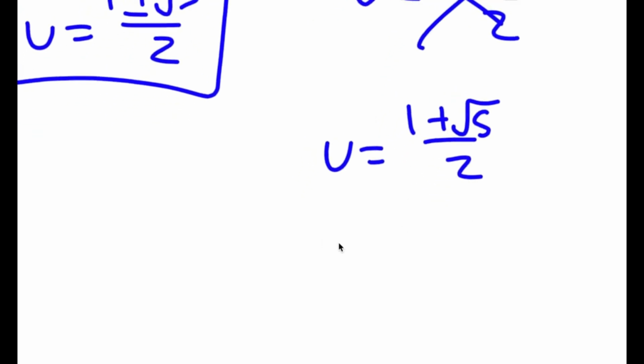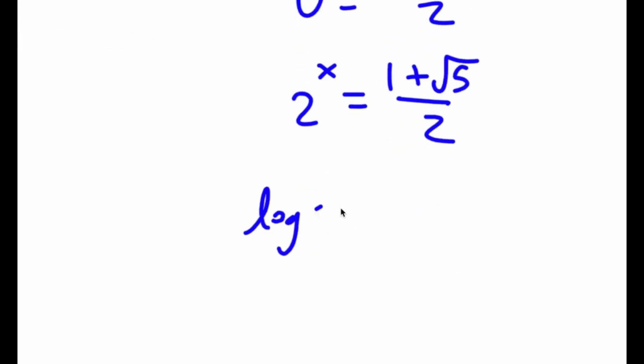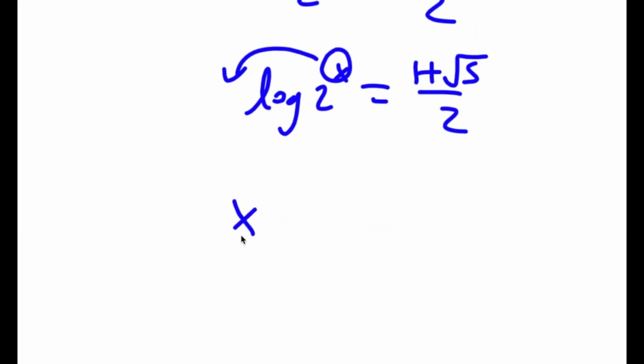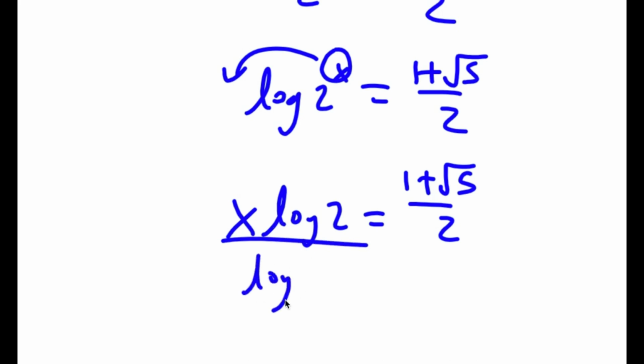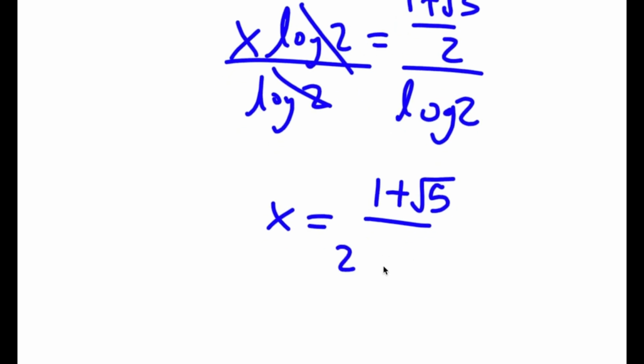And for this, I have 2 to the power of x is equal to 1 plus the square root of 5, over 2. I can take the log on both sides, so I get log of 2 to the power of x is equal to log of (1 plus the square root of 5, over 2). So I can move the x to the front, and I get x times log 2 is equal to log of (1 plus the square root of 5, over 2). So if I divide both sides by log 2, I get x is equal to log of (1 plus the square root of 5, over 2) divided by log 2.